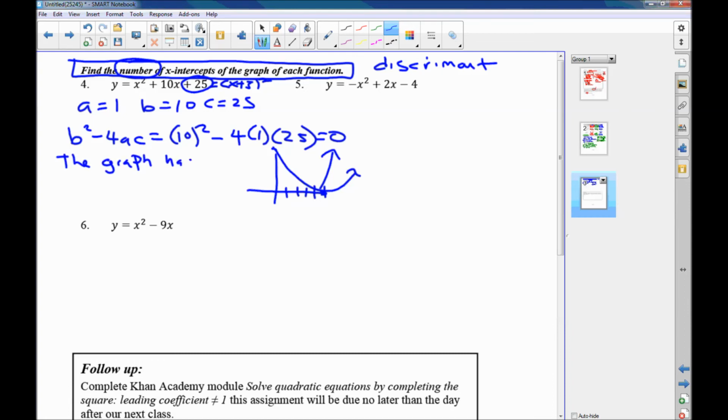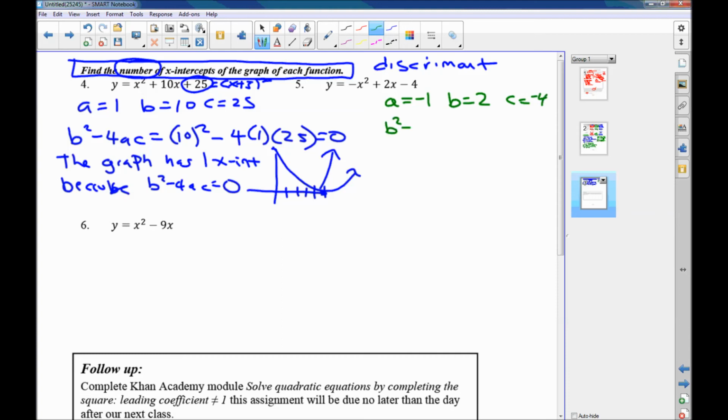The graph has one x-intercept because B squared minus 4AC is equal to 0. The discriminant's value is 0. All right. Number 5, same kind of thing. So we have A is negative 1, B is 2, C is negative 4.